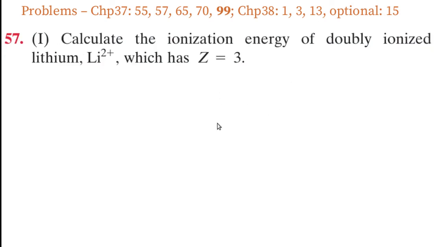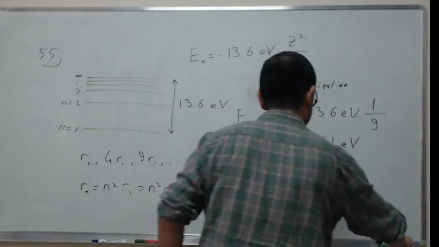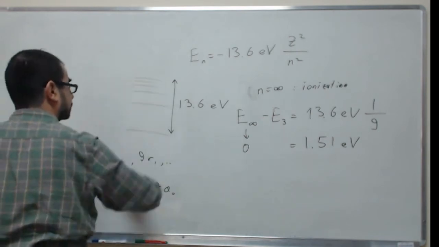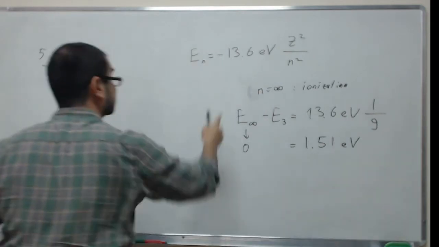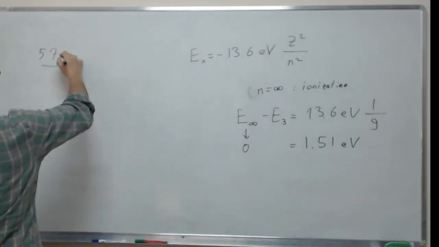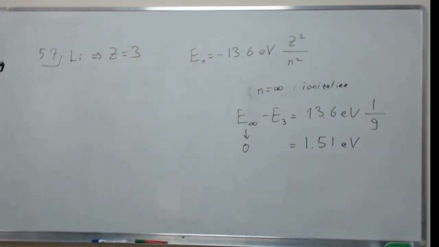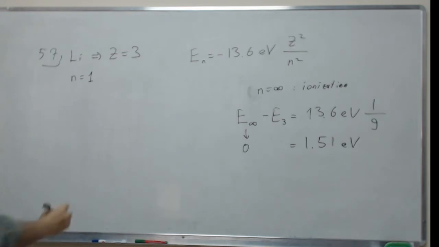The next question is very similar. Calculate the ionization energy of doubly ionized lithium, Li 2+, which has Z equals 3. This is problem 57. I'm going to erase this because it's no longer exactly applicable. It's not 13.6 anymore, but this formula is applicable, so I'm going to keep that. So we have lithium, which has Z equals 3. It has 3 protons in its nucleus, so its atomic number is 3. We start at n equals 1, and again we are looking for the ionization energy.